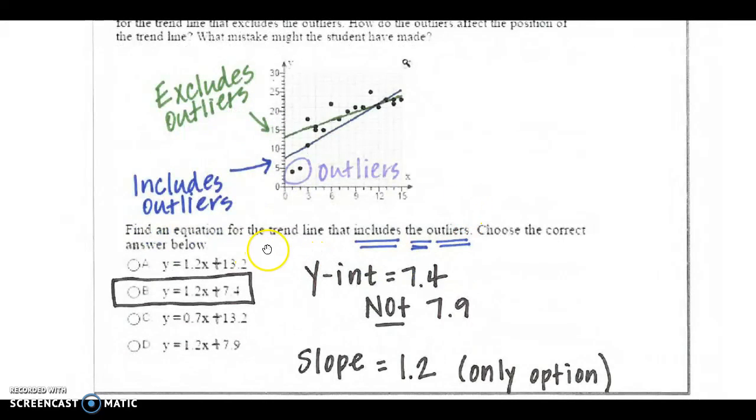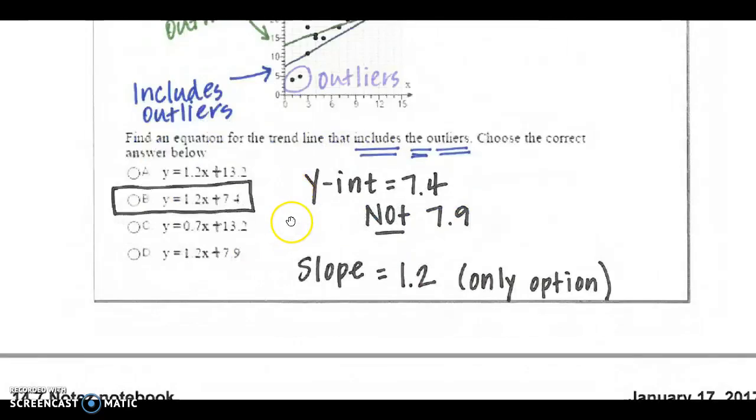The first question says, find an equation of the trend line that includes the outliers. So we're going to focus in on this line right here. If it includes the outliers, I've got choices for y-intercept right here. And you can tell it's closer to 7.4 than 7.9. So I said the y-intercept is 7.4. Our only option then is a slope of 1.2, which looks about right. You can, if you want, go ahead and choose 2 points, plug them into your XY chart and find the slope. But I think this is our best guess here with B. Remember, that's for the line that includes the outliers.